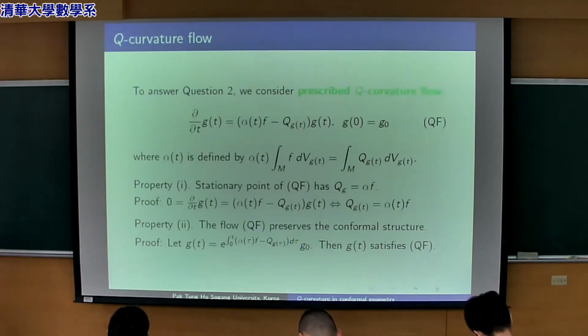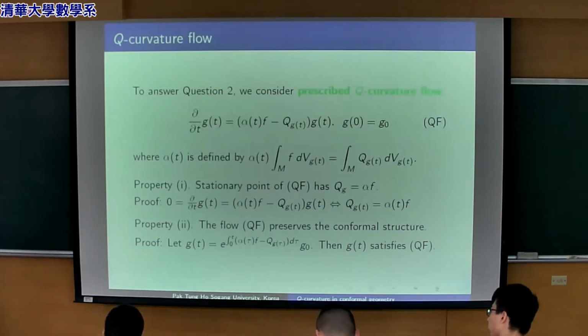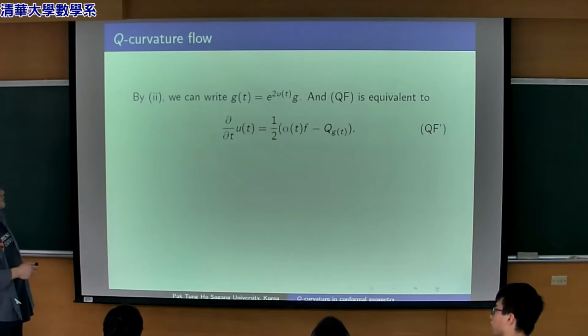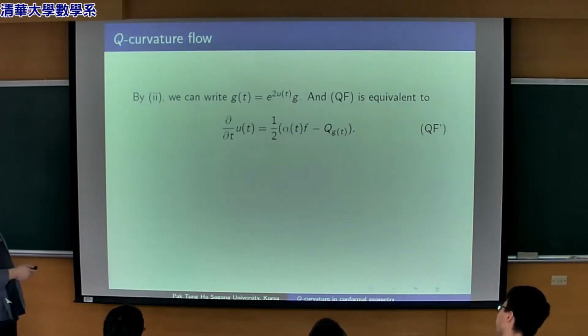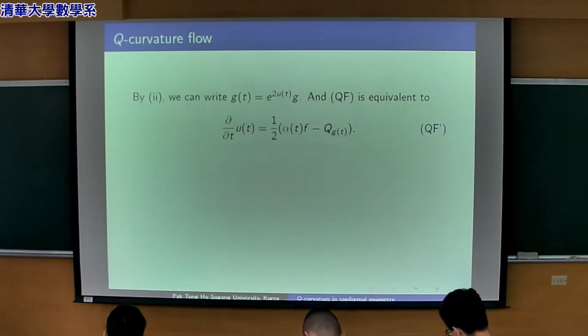Does it make sense? Yeah. Okay, so therefore, because it preserves the conformal structure, as long as the solution exists, it's always conformal to the initial metric. You can write the Q-curvature flow to be this. You just plug this back into the flow equation. You see that the original flow is equivalent to the flow of the conformal factor. You just deform the conformal factor U.